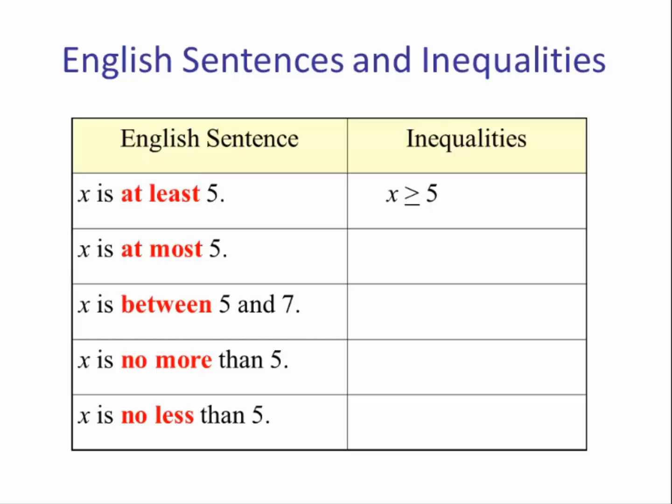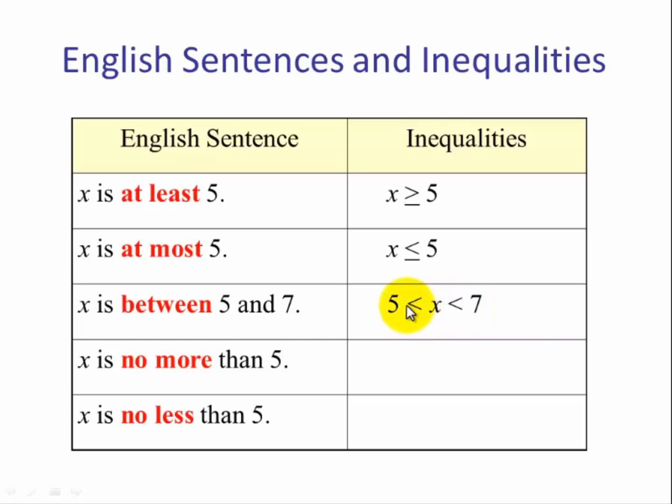The next one, x is at most 5. This means x is less than or equal to 5. X is between 5 and 7. This is what we call a compound inequality. So this is saying x is greater than 5, but at the same time 7 is greater than x.